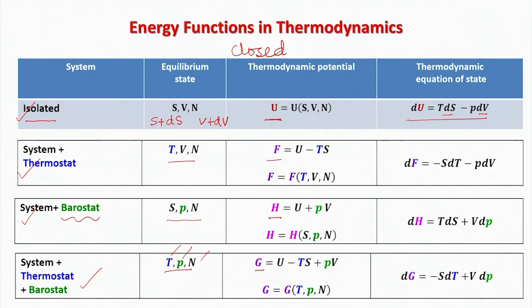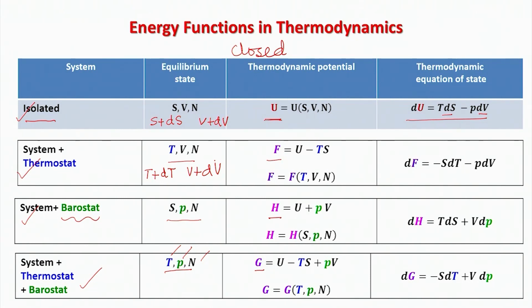in an isolated state. Now let us have a look at the situation where the system is in contact with the thermostat. In this case, my initial equilibrium state may be temperature, volume, and number of particles. And when the system undergoes an infinitesimal change in state, then the new equilibrium state will be defined in terms of T plus dT and V plus dV.